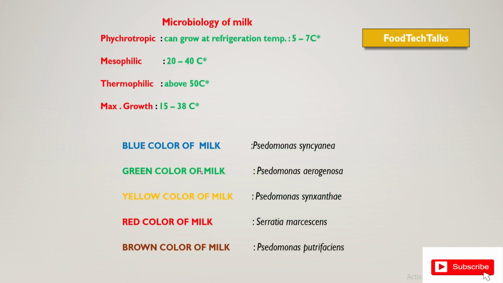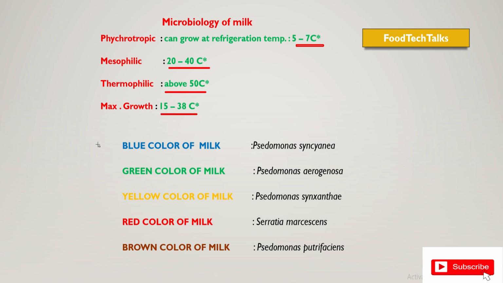Now let us see the microbiology of milk. Bacteria can be classified as follows based on their optimum growth temperature. Psychrotrophic bacteria can grow at refrigeration temperature, that is 5 to 7 degrees Celsius, whereas mesophilic bacteria grow best at 20 to 40 degrees Celsius. Thermophilic bacteria can grow above 50 degrees Celsius, and maximum bacterial growth is found at 15 to 38 degrees Celsius.